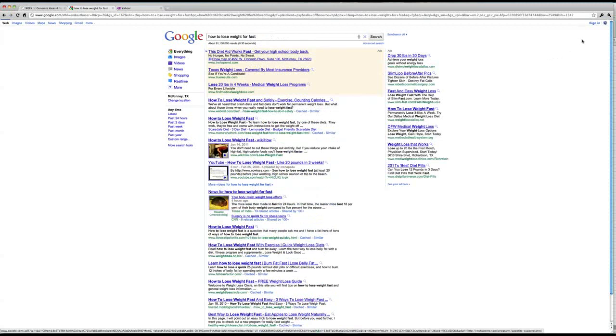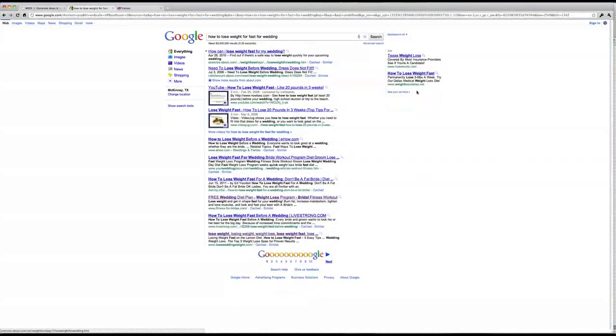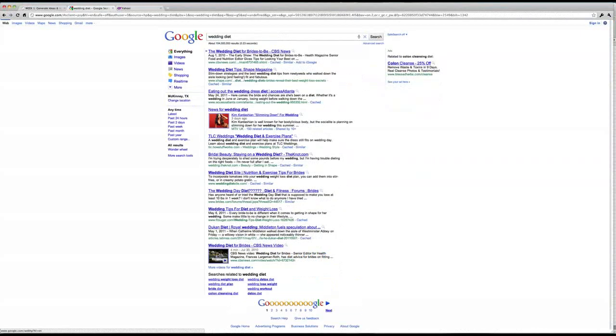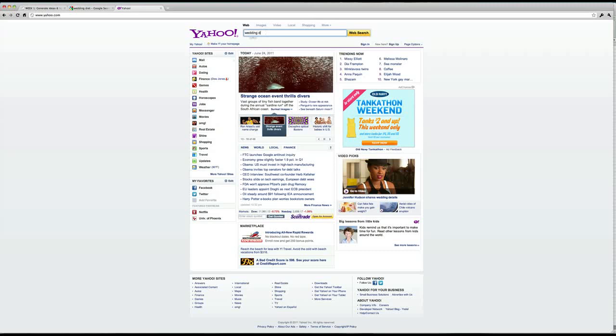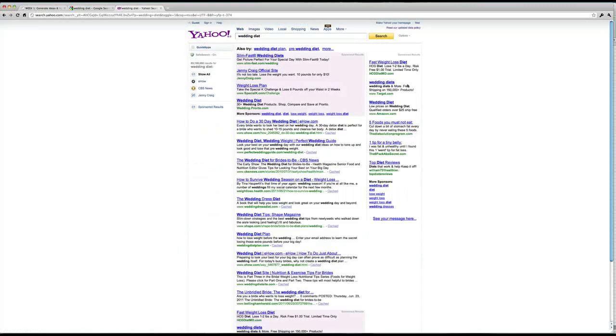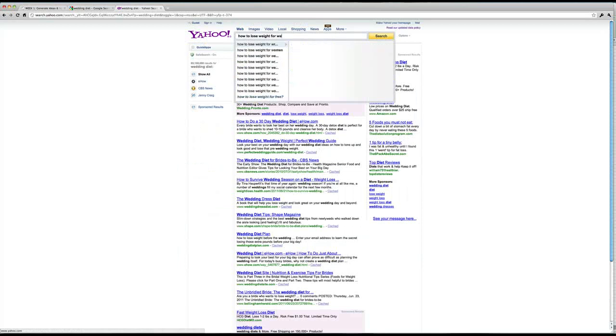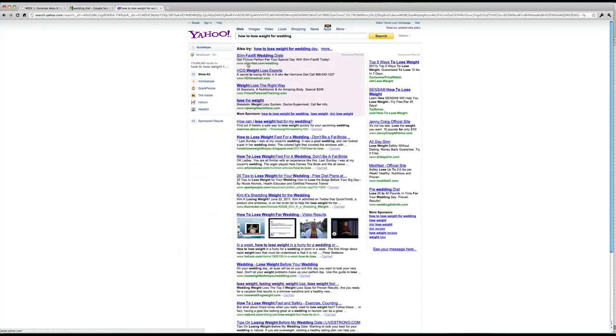Somebody in the wedding market is definitely going to want to do it quickly. But how to lose weight fast, let's see, for wedding. Let's see what comes up there. Well, there's a few. All right. How about wedding diet? All right, so there's not a lot of advertising coming up here. Let's look over here on Yahoo and see if we type in wedding diet. All right, there's a lot. Well, there's more. The Diet Solution Program, six-pack abs. Okay, so there's more there. How to lose weight for wedding. All right, and there's ads there.